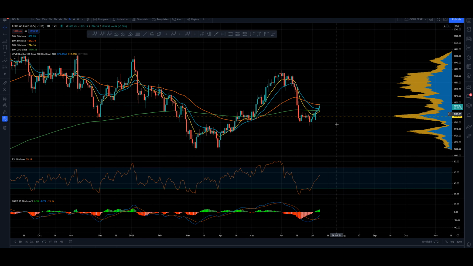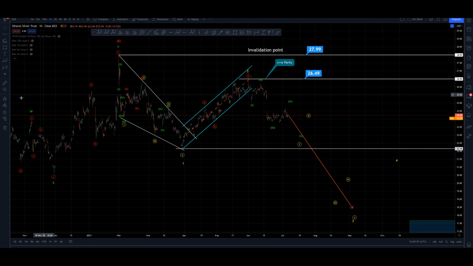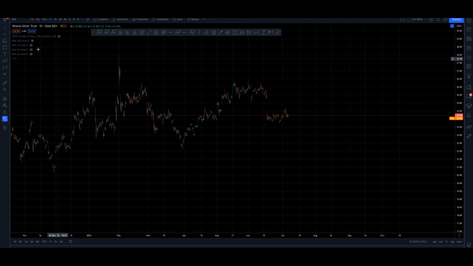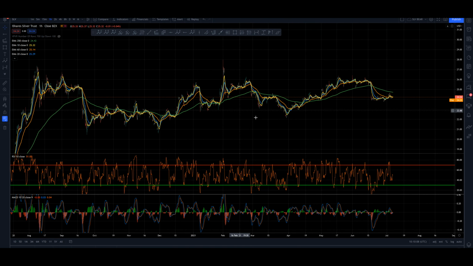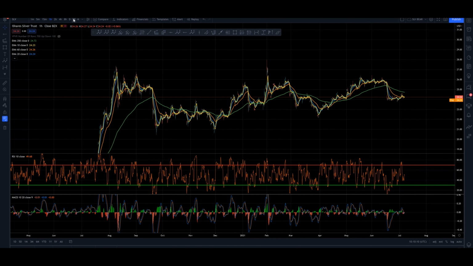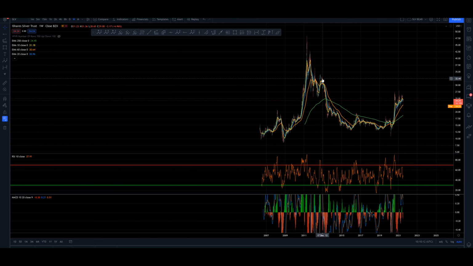If we don't, looking for a reversal. Right, so silver, let's do the same here. Get rid of the count, bring up the 20, 60, 10 and 250. I don't know why I did it in that order. Bring up our indicators again. Look at the weekly time frame first.